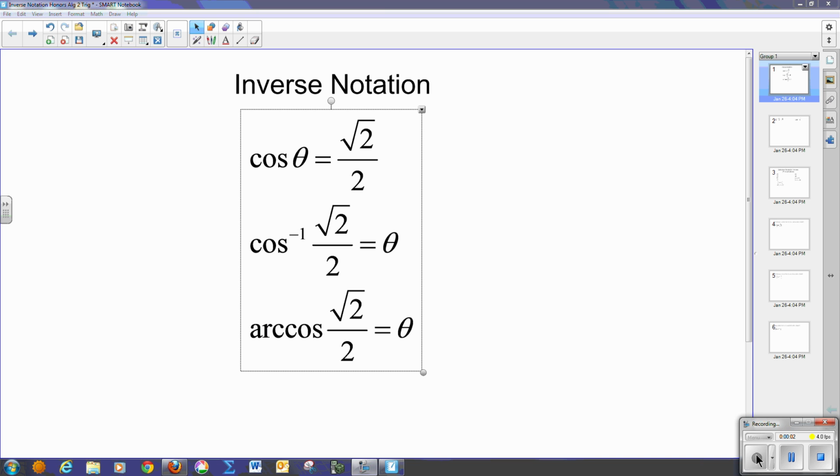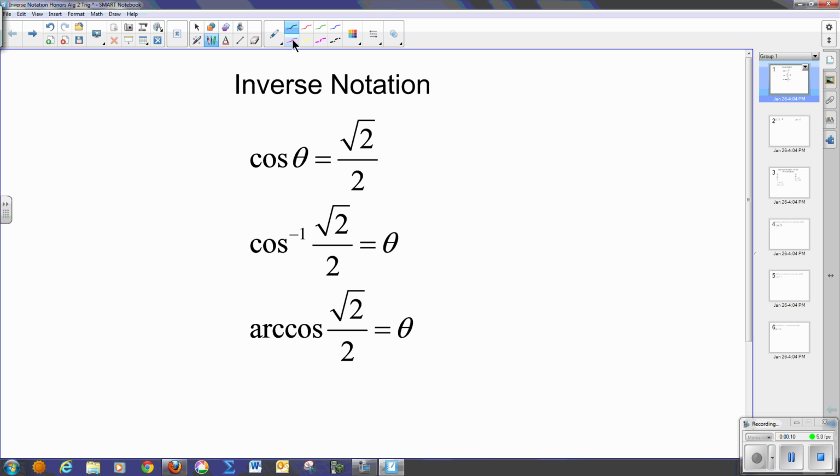So today we're going to talk a little bit about inverse trig notation. We've done some problems in the past where we've been asked to find the cosine of what angle is equal to root 2 over 2. Well, we know that answer would be, if we were going in degrees, 45 degrees, and it would also be 315, right? So we know those are the answers.